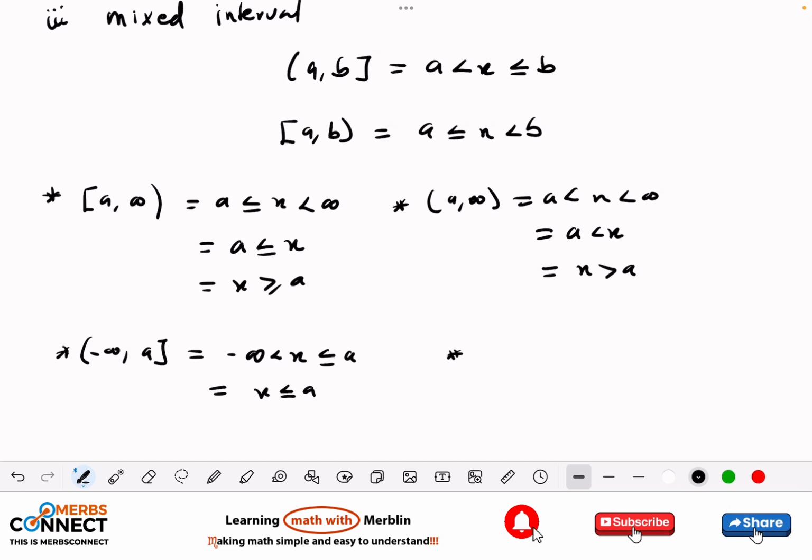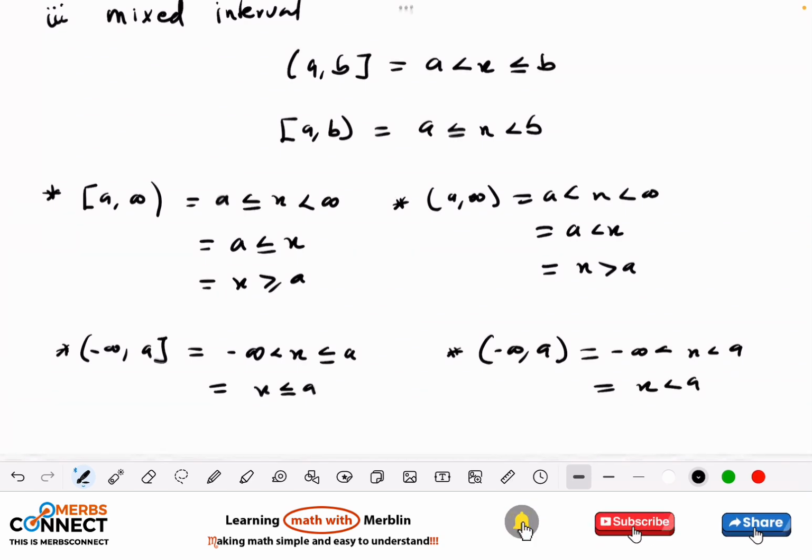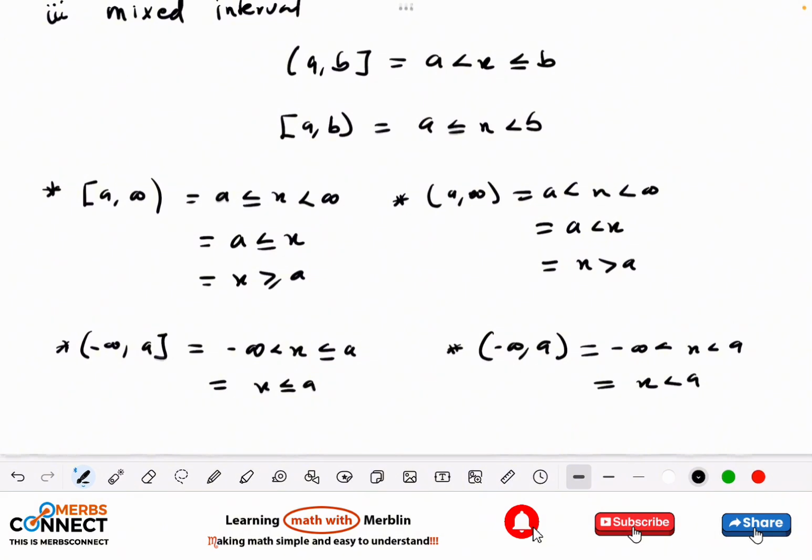Then we can talk about, we don't know where we are going, we know a, but open. So this is the same as minus infinity less than x less than a, which is the same as x less than a. So this is the interval forms, right?